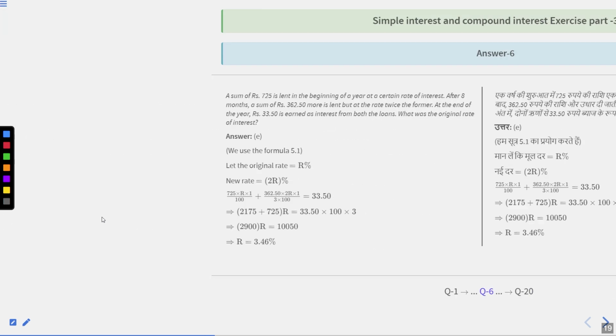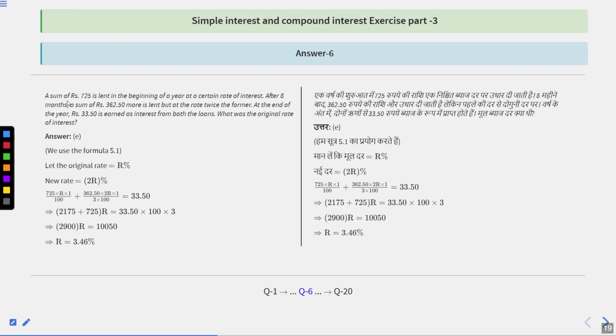Now time's up. Let's see the solution. The question says that a sum of rupees 725 was lent at the beginning for a year at a certain rate of interest. So we let the original rate of interest be R%. After 8 months, a sum of rupees 362.50 was lent more, but the rate was twice the former. So the new rate will become 2R%, and the total interest paid is 33.50.